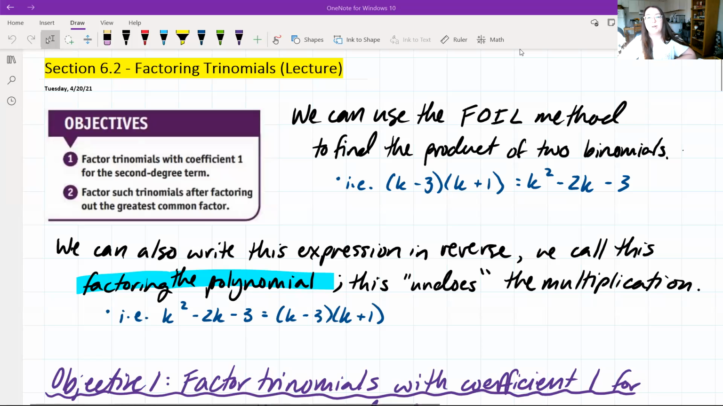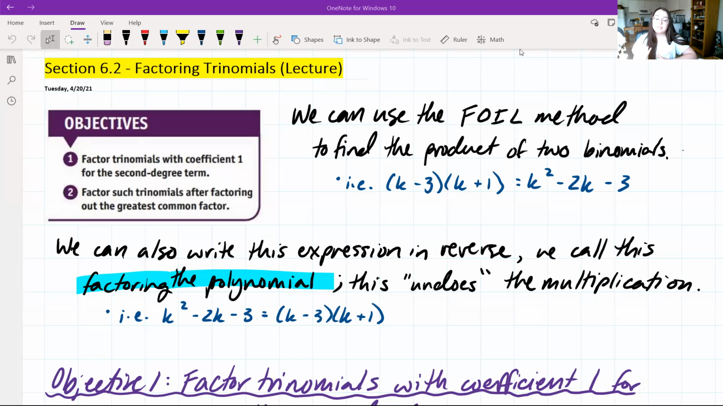All right, hello everyone. Today we're going to be going over section 6.2, which is on factoring trinomials. So we have two objectives. Our first objective is we want to factor trinomials with coefficient 1 for the second degree term, and then we want to factor such trinomials after factoring out the greatest common factor.